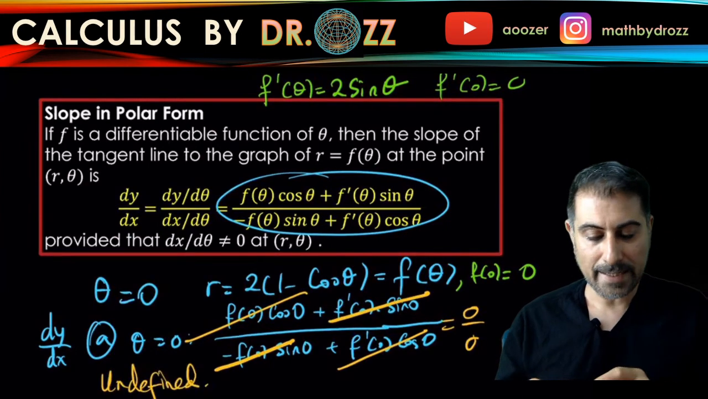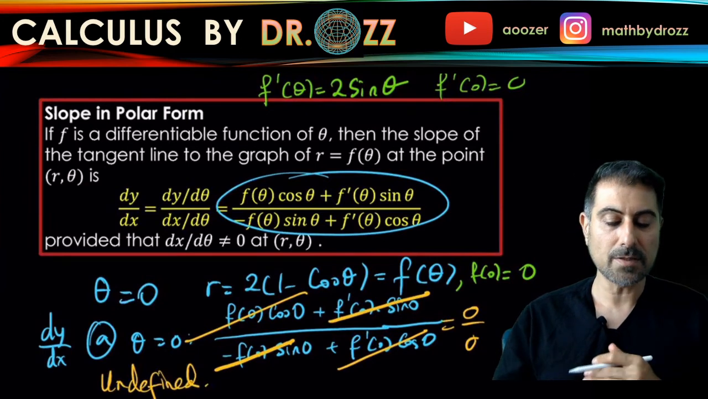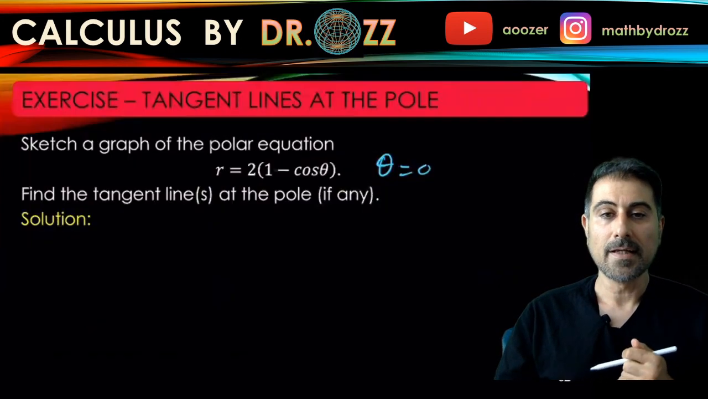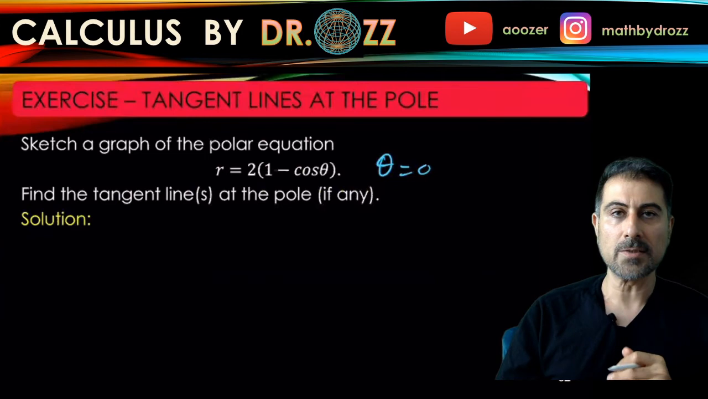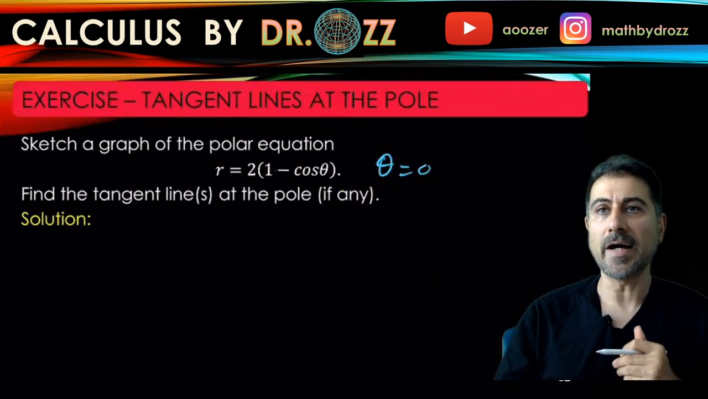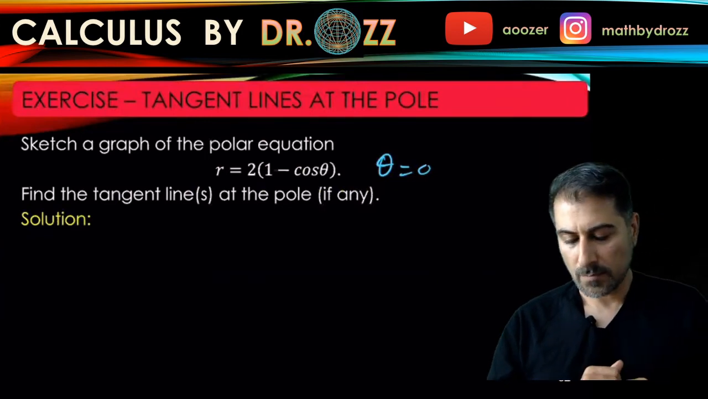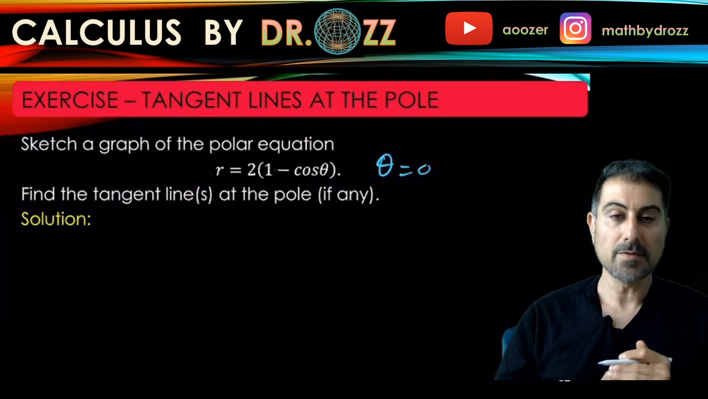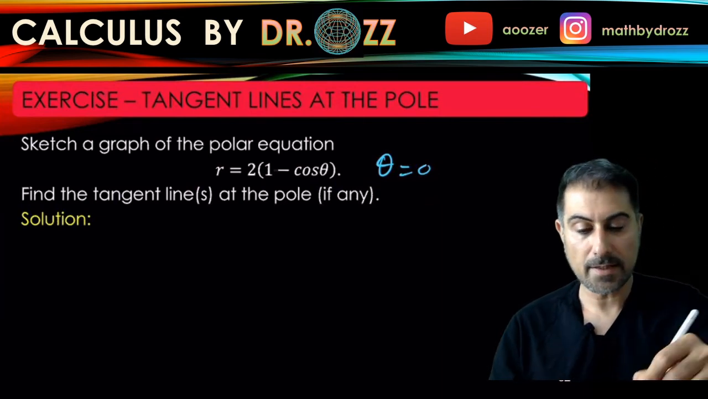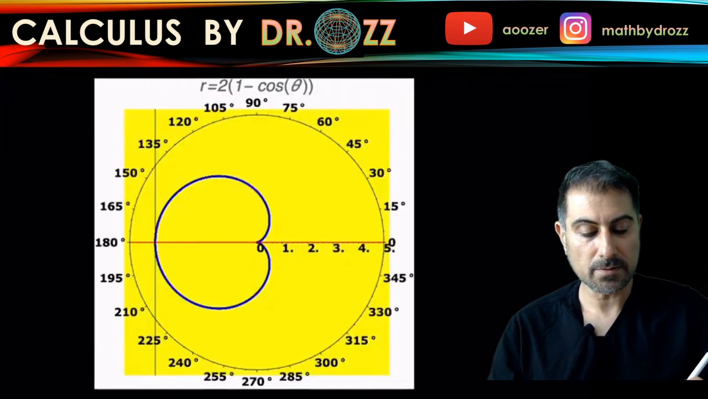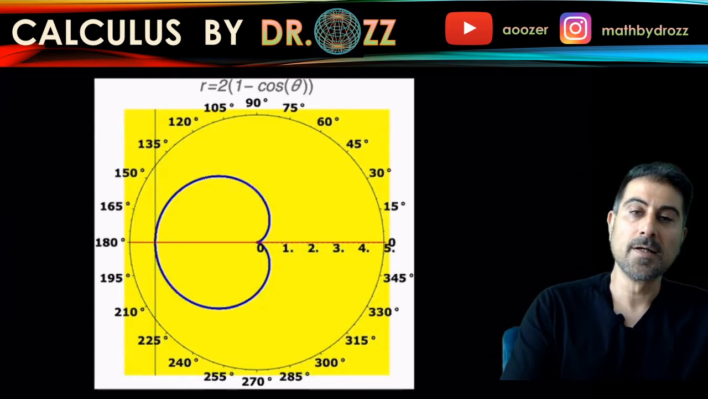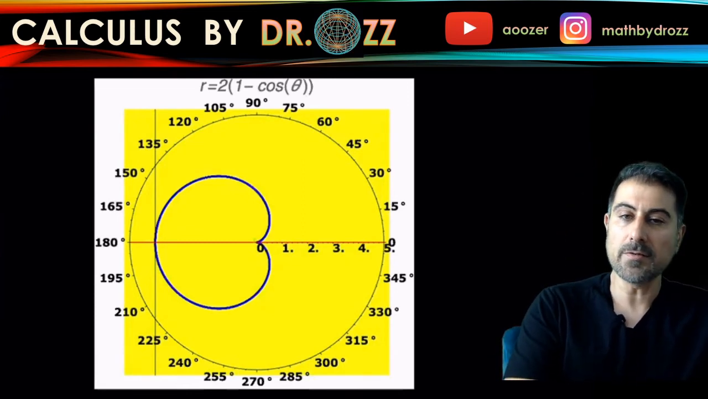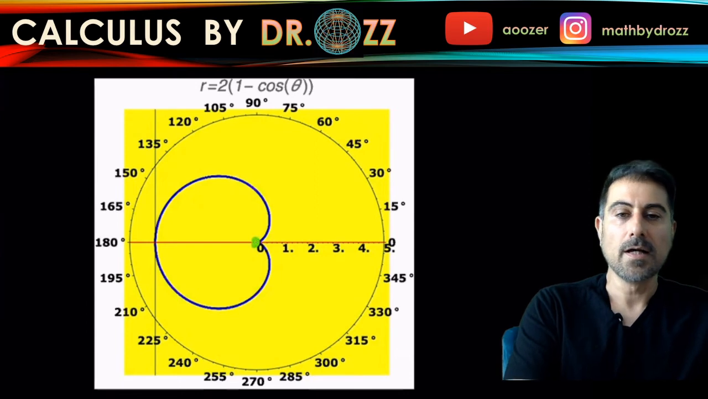You can graph the given function, 2 times 1 minus cosine theta, and get some visual out of that and see why the slope is not defined. Here we go. As you see, I can't find what the slope is here. It's like a cusp happening here. We don't know exactly what the slope may look like. That's why the slope is undefined.